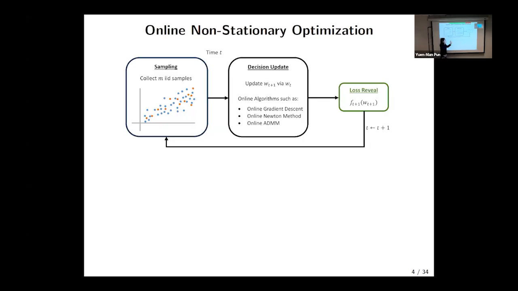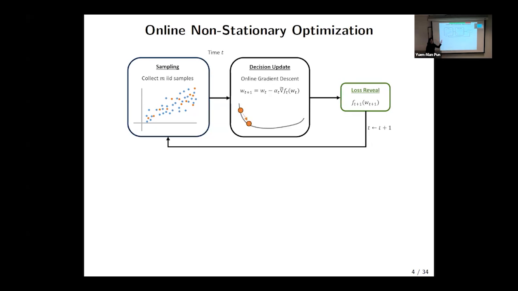There are a bunch of algorithms that we can choose from, for example, online gradient descent, online Newton method, or online ADMM. And then the loss is revealed, ft + 1 of wt + 1, and at the next time step we do the same, and then the loss is revealed. In our work, we are using online gradient descent. That is, we do an update for wt + 1 using the gradient at time t, evaluated at wt, our current iterate, and get a new iterate wt + 1.